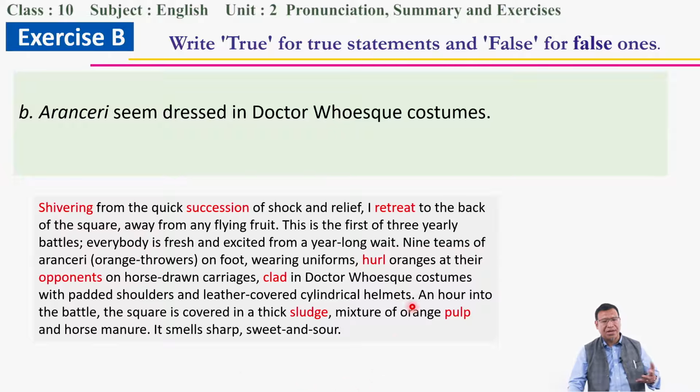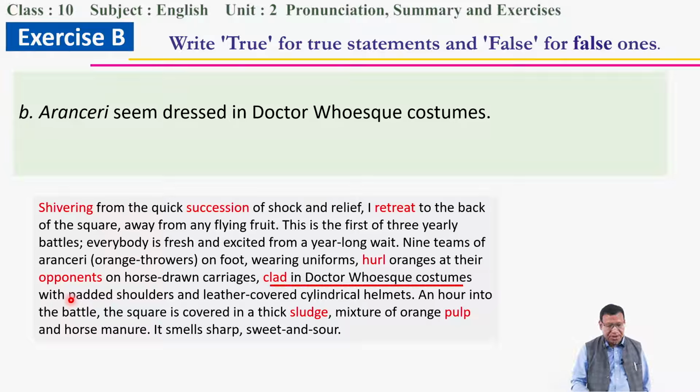So you have to scan. It's a process of scanning the text to locate the information. So students always have to learn scanning, skimming, in order to find out the information. So here we can see Dr. Oldskew costumes. All right, so Aranchari, you can see here, 9 teams of Aranchari on foot, wearing uniform, all oranges are there.